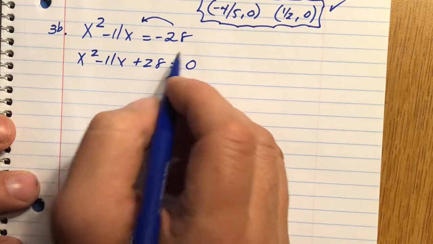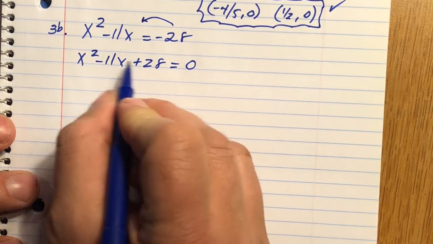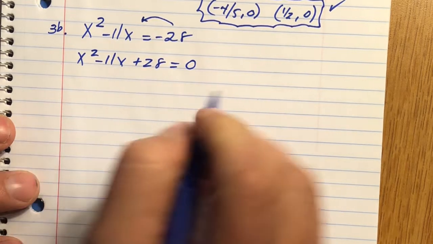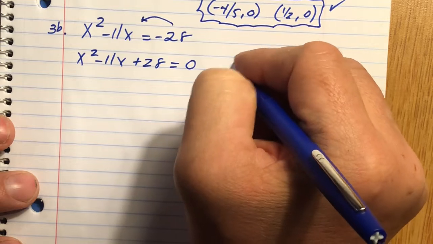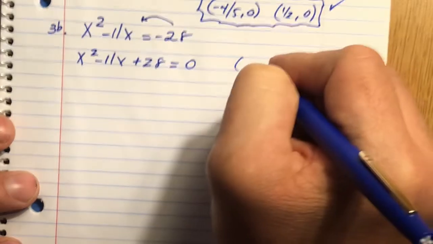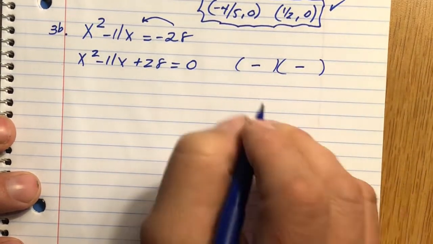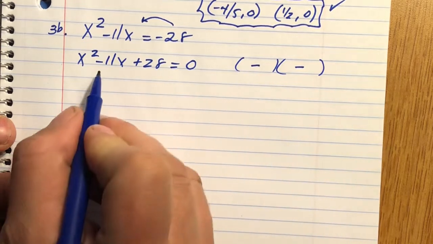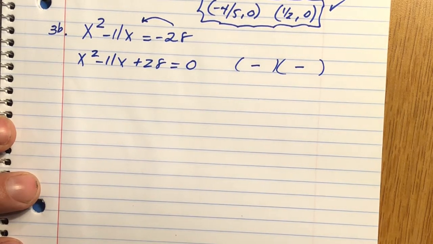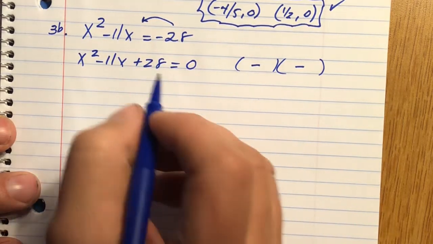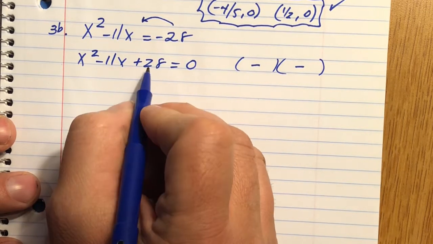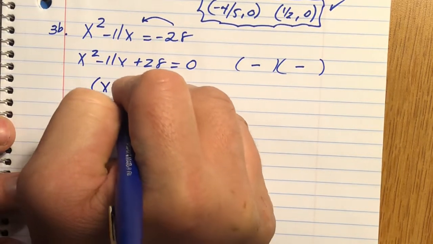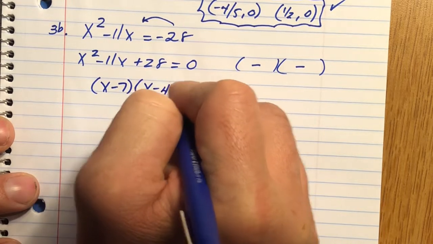Give me two numbers that multiply to 28 that add up to negative 11. Notice, this is a positive C value and a negative B term, or middle term. If I'm thinking ahead, my signs have to be a negative and a negative, because a negative times a negative is a positive, and if I add those together, I get a negative. So what about 7 and 4? Negative 7 times negative 4, yep, that will work. So x minus 7, x minus 4 equals 0.